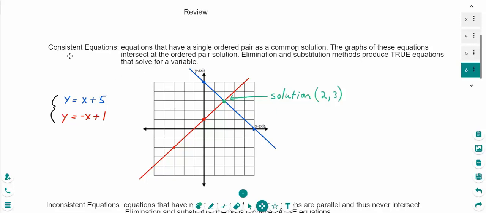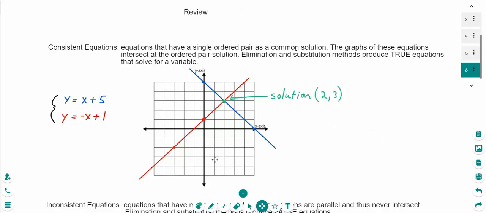So the first one, consistent equations. These are the equations that you've been dealing with all the way up to this point. They are equations that have a single ordered pair as a common solution. The graphs cross over, or they intersect at one point, and that point is the solution. And if you use elimination or substitution methods, you will produce true equations that solve for a variable. So this is what you've been dealing with all the way up to this point.